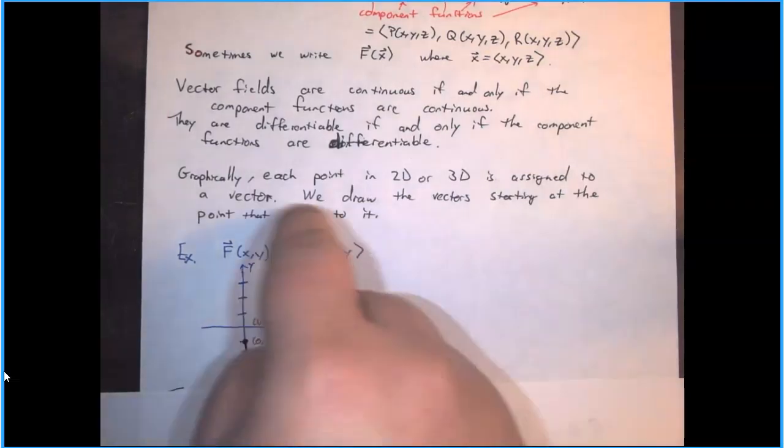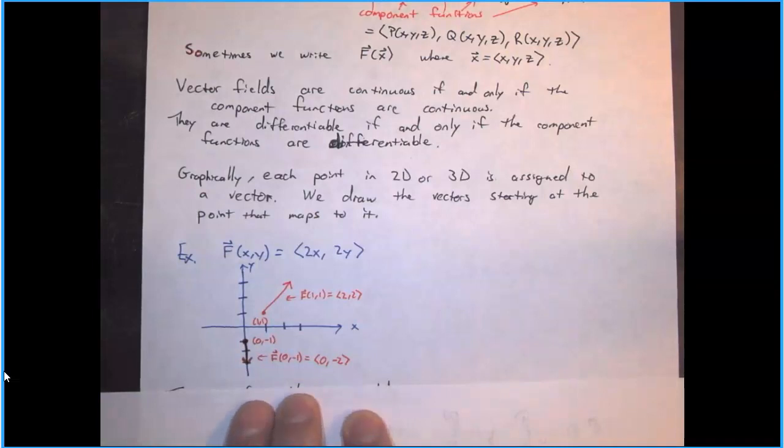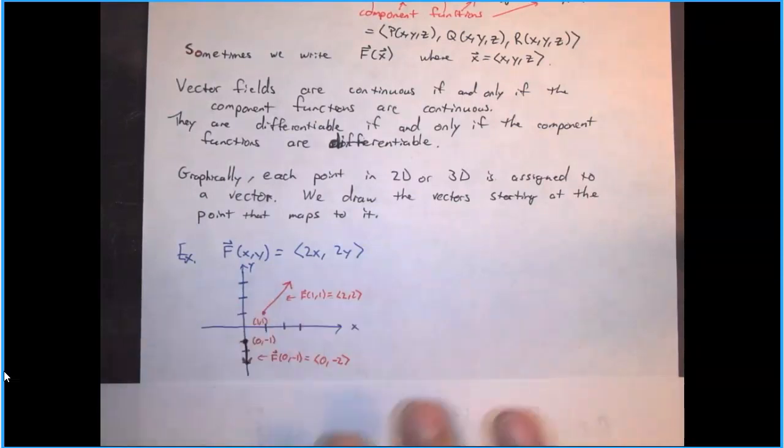Now if I wanted to plot this vector field, this graph isn't an entire plot of the vector field. I would have to plot a vector at every point. So every point in the plane gets assigned a vector. Now, practically we can't do that. I can't fill the plane with infinitely many vectors.